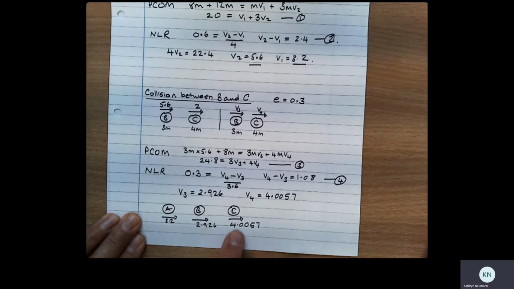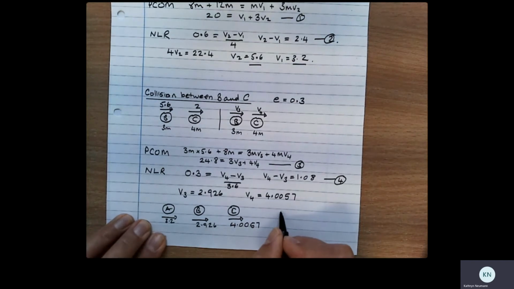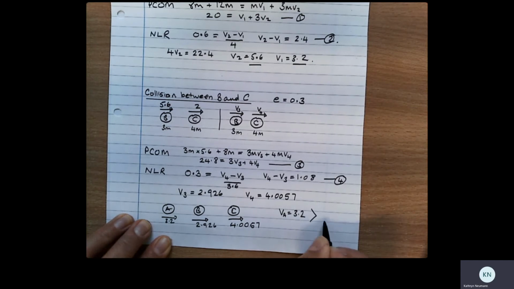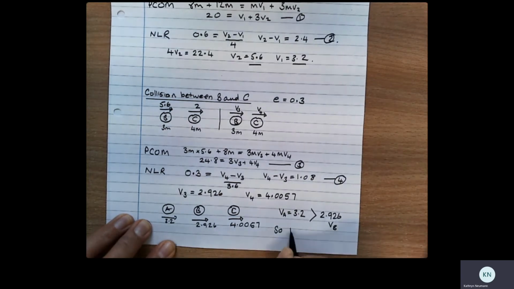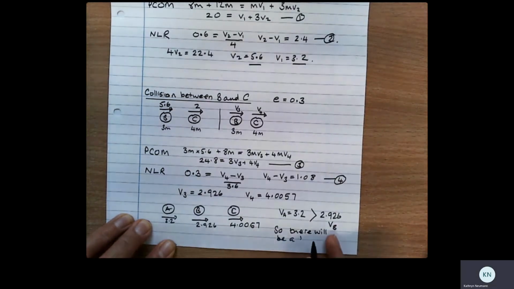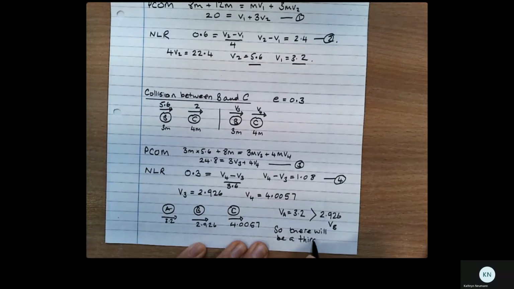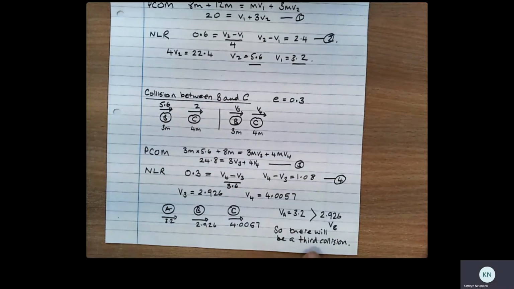So this is the position after two collisions. And you should be able to see that because this velocity here is greater than this one here, A and B will collide. A will catch B up. So you would write that the velocity of A, which is 3.2, is greater than 2.926, which is the velocity of B. So there will be a third collision. And we've showed that there'll be an extra collision here.